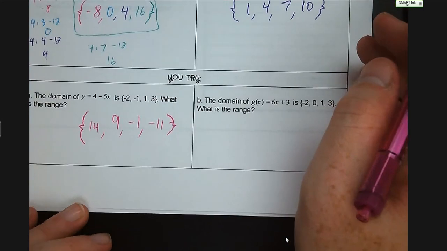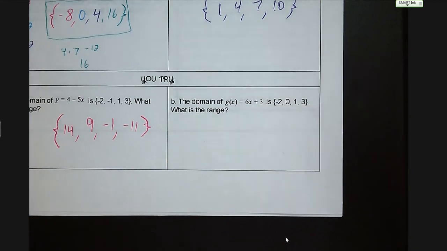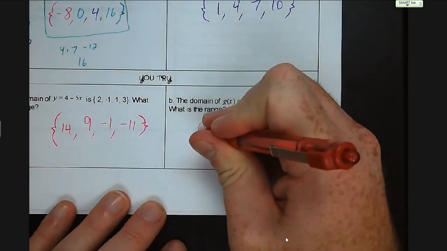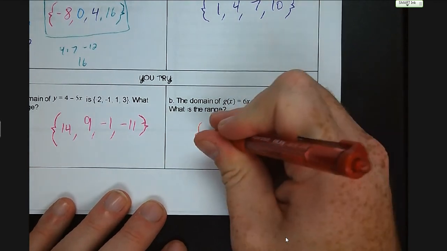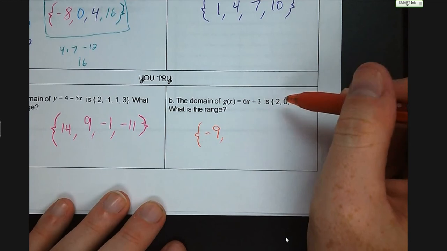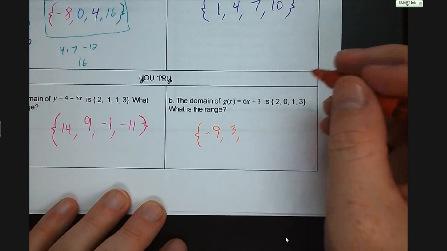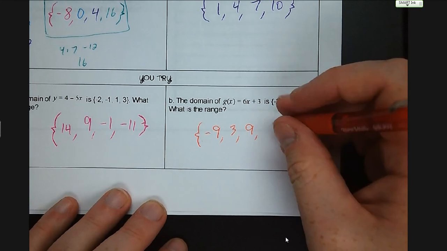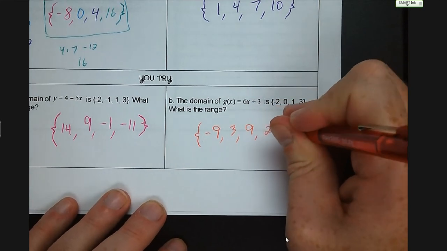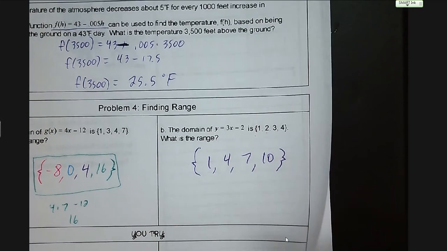And letter B, the domain of g of x is equal to 6x plus 3 is negative 2, 0, 1, and 3. And I want to know what is the range. So 6 times negative 2 is negative 12, plus 3 is negative 9. 6 times 0 is 0, plus 3 is 3. 6 times 1 is 6, plus 3 is 9. And 6 times 3 is 18, plus 3 is 21. Okay. All right. Moving on.